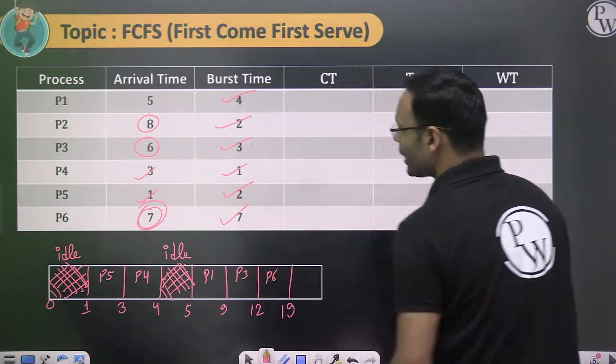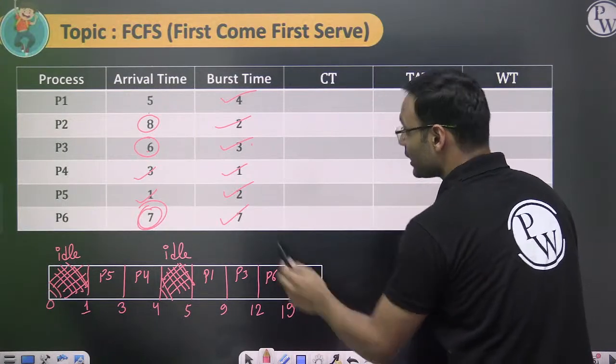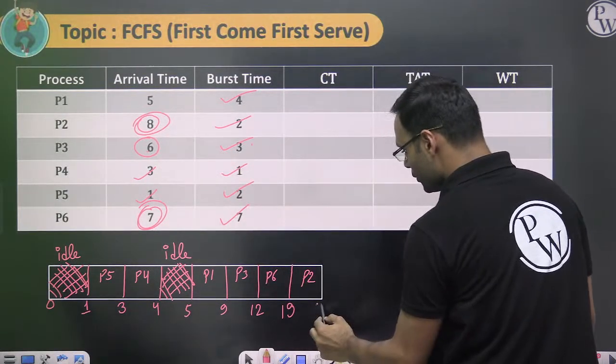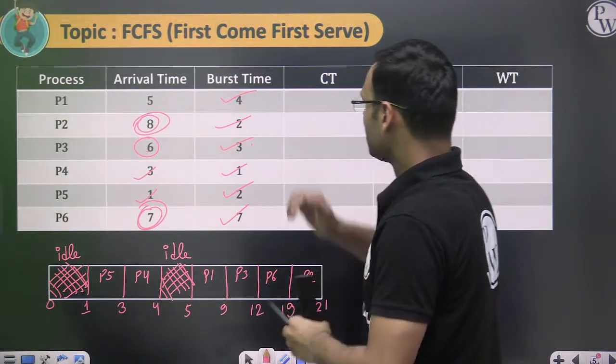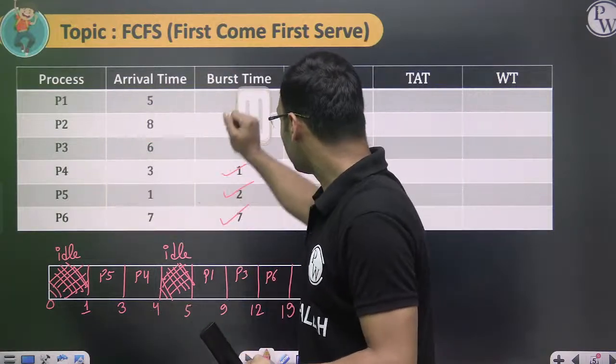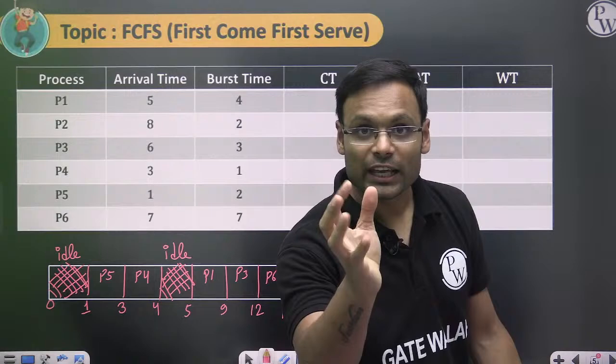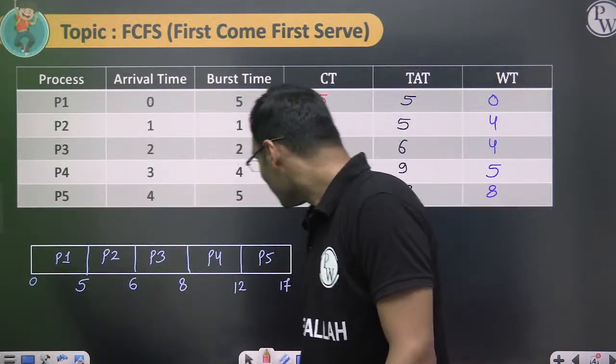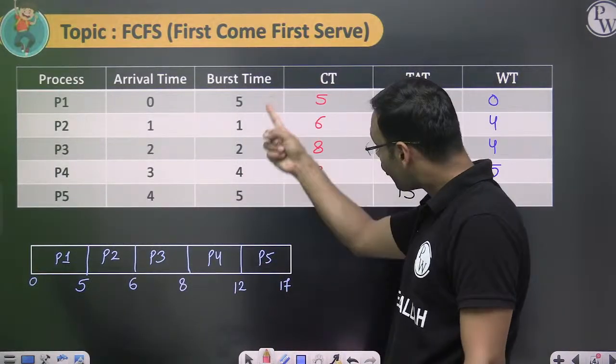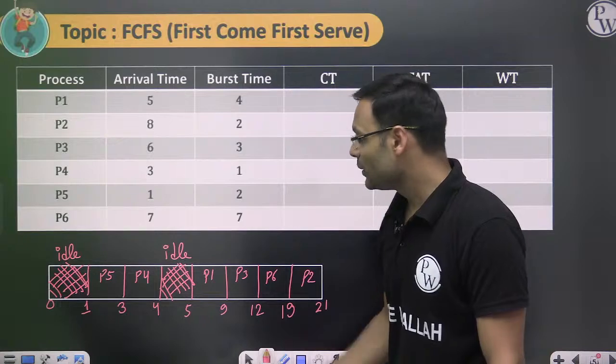And after that, 2 time units, P2 runs. It arrives at the end, 21. That's how processes will run. But my dear students, the previous trick will fail here. I told you, this will be the summation of all burst times. Yes, this will fail here.